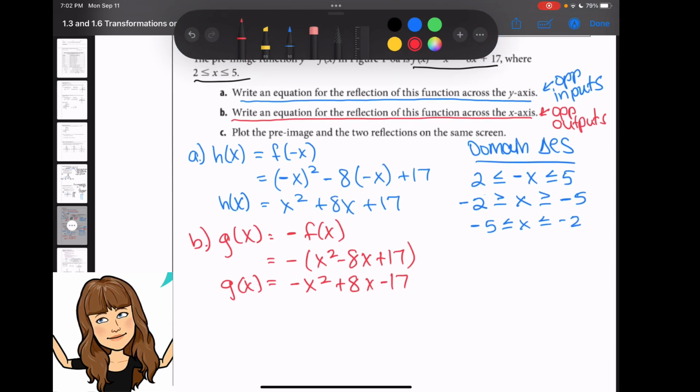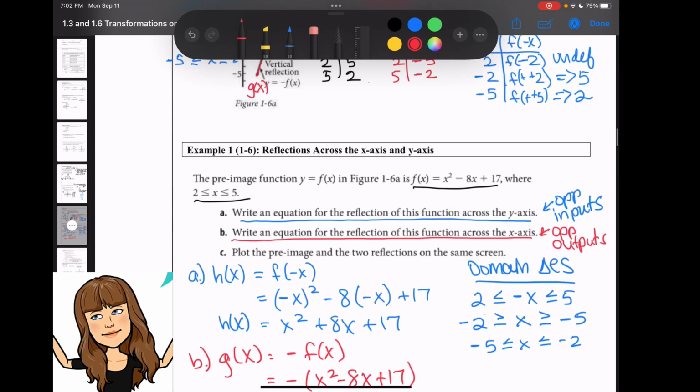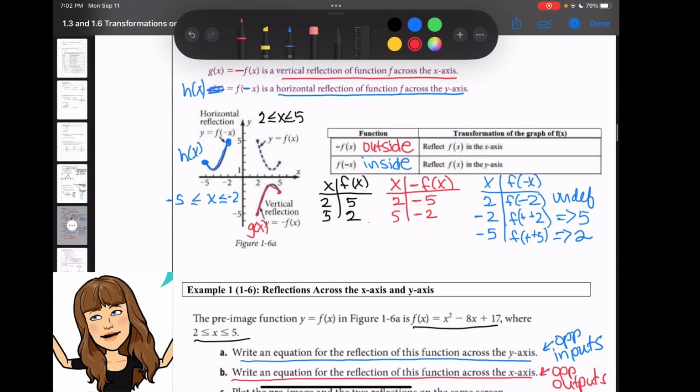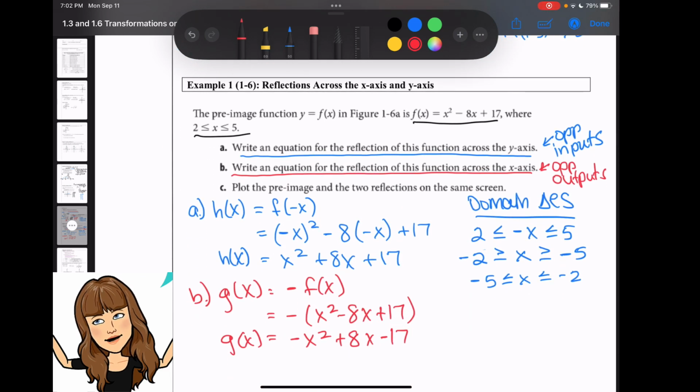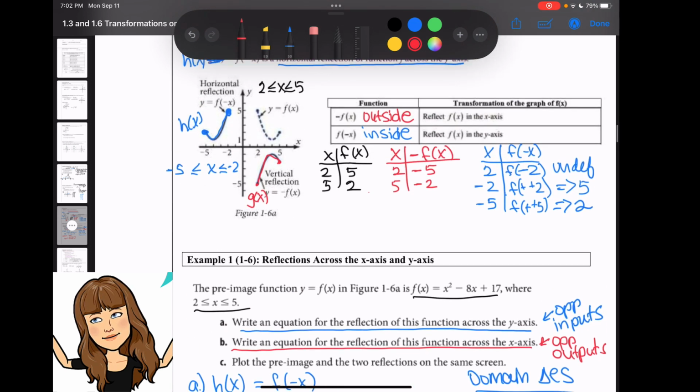Plot the pre-image and the two reflections on the same screen. Now I'm going to let you check that on your graphing calculator. When you do that, remember you're going to need to put in your domain restriction. For some reason on these functions, they decided to restrict the domain of the parent function, which also restricts the domain of g of x. And then we found out the new restricted domain for h of x. Okay, so when you put those into your graphing calculator, f of x, g of x, and h of x, each one, you should use Boolean variables to restrict your domain in an appropriate way. And they should match this graph here.